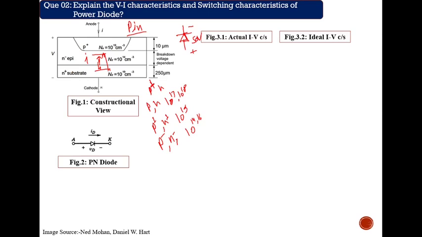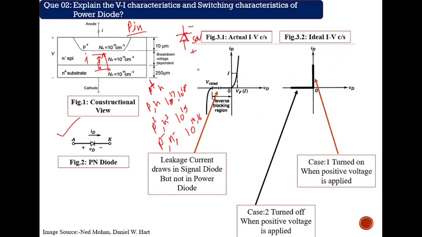So this is a constructional view. This is the symbol of the PN diode. And what is the difference? One more important point: in a power diode, look at the characteristics here, there is no leakage current involved because of this I layer, if reverse bias is applied. But in the signal diode, there is some leakage current in this manner, because their power range is low and there is no I layer, so there is no high impedance in their path.